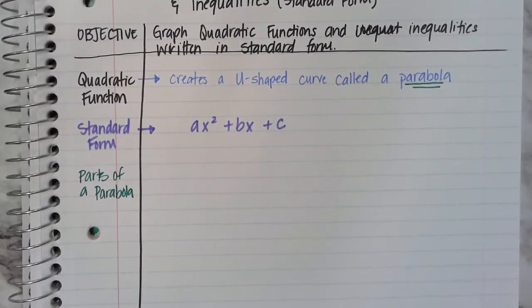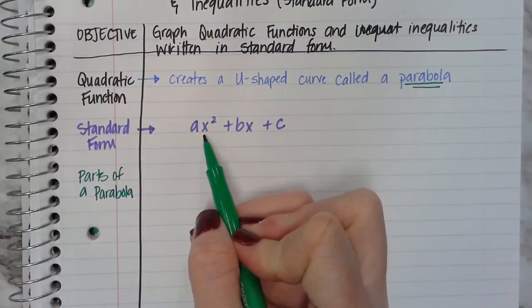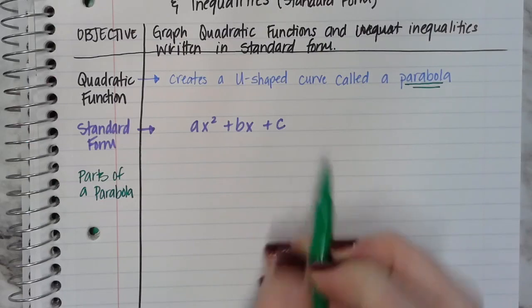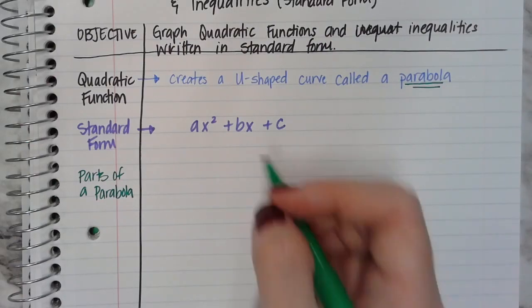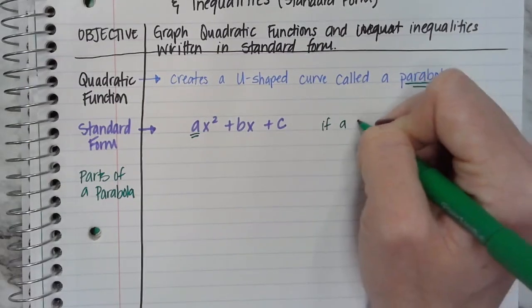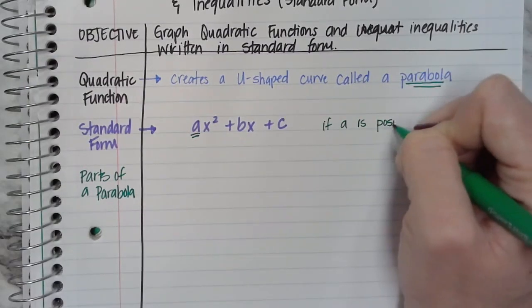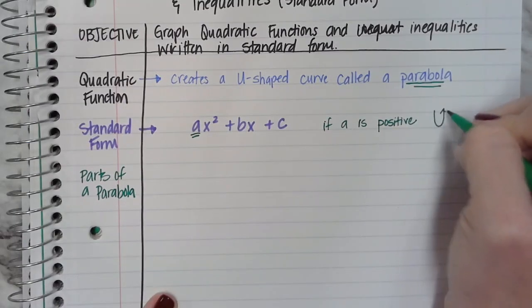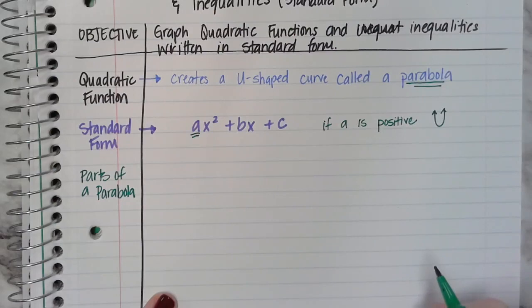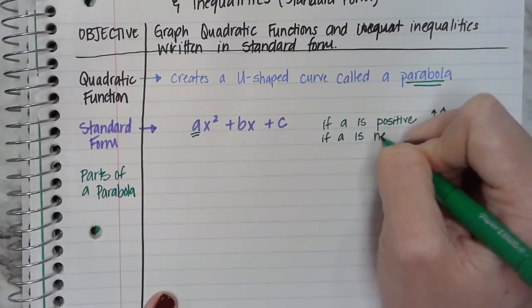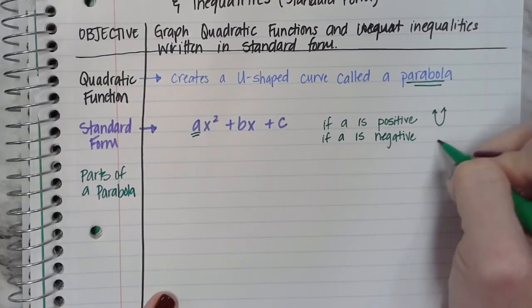Standard form of a quadratic function looks like this: ax squared plus bx plus c. Now there are some key terms here. This a term specifically, if a is positive, your U is going to open up. And it's going to look like this. If a is negative, your U is going to open down.